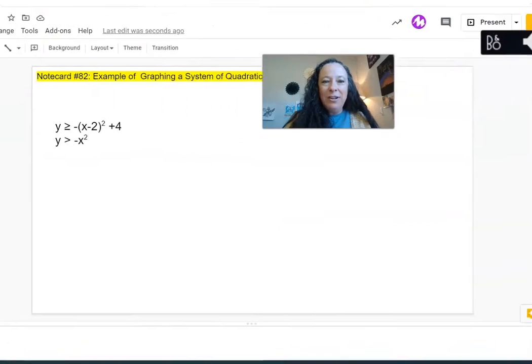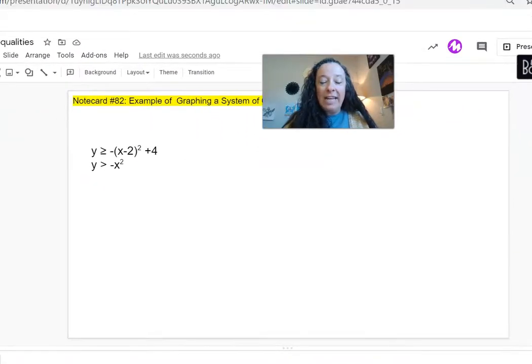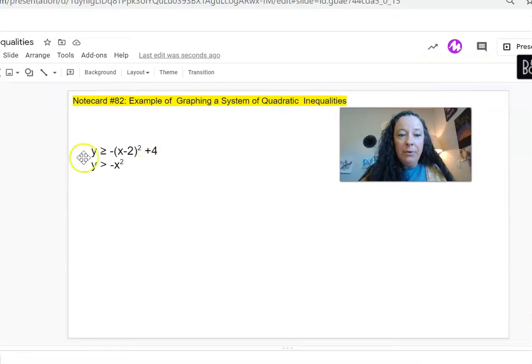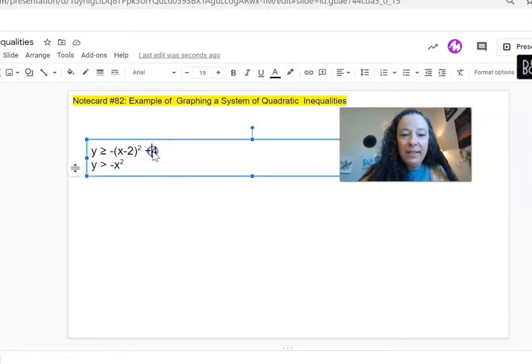All right, so we are on to our last note card 82. Another example. Here we go. Both of these are greater than. One's got an equal to on it, so this top one's going to be solid. And I'm going to go ahead and write these things down. So this is solid. It is going to be shaded above.